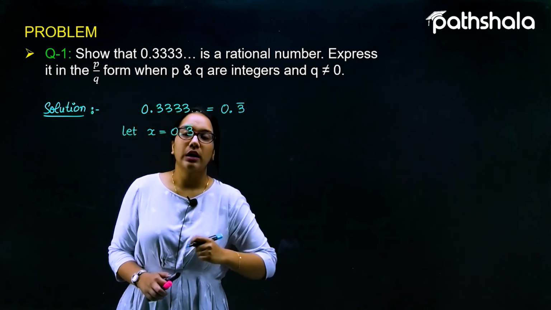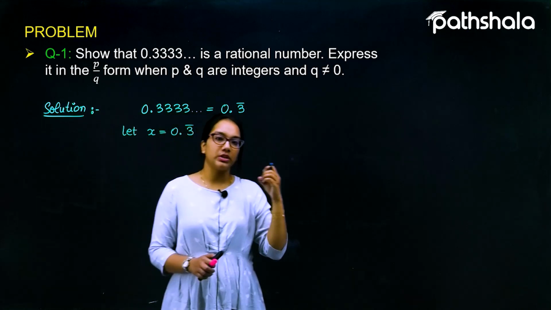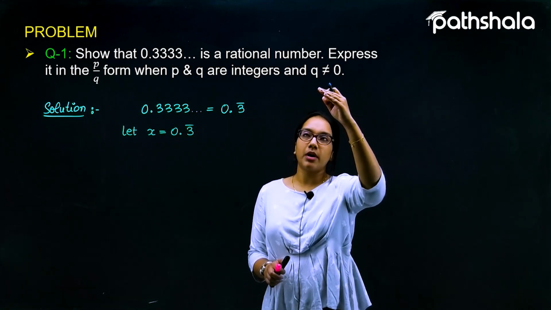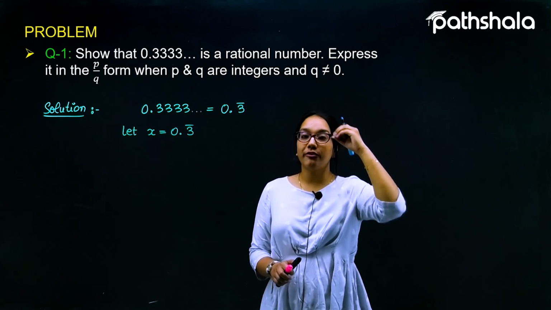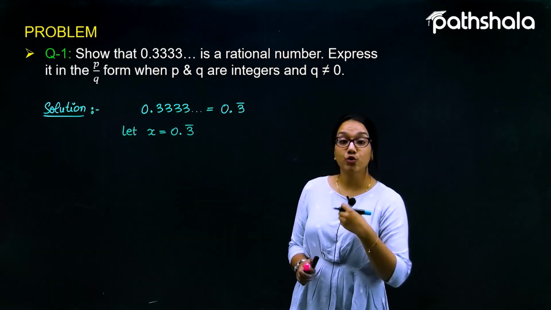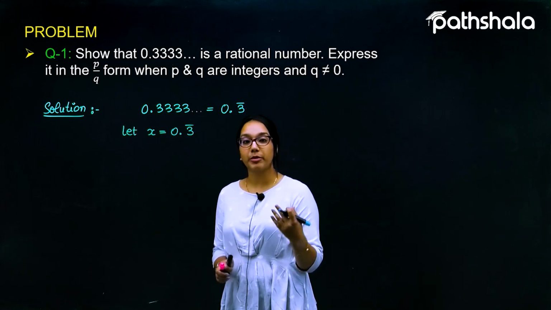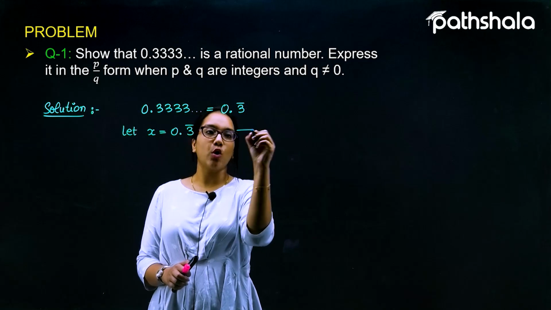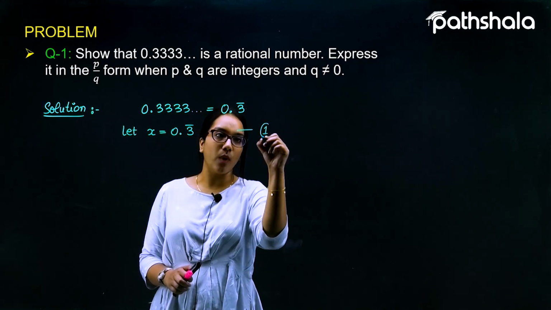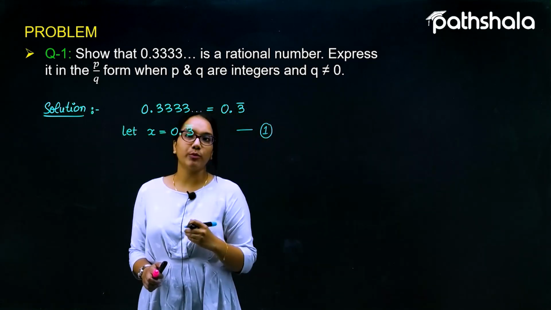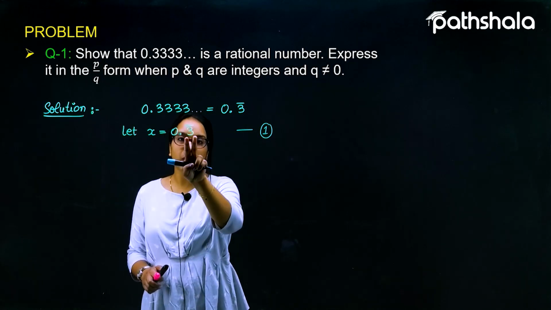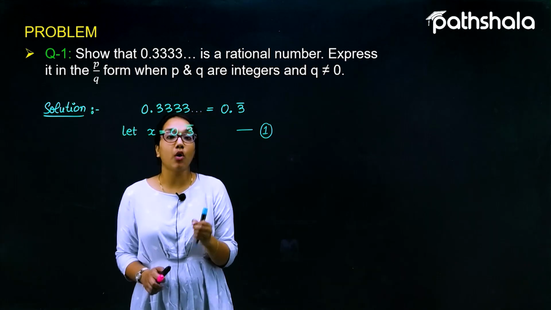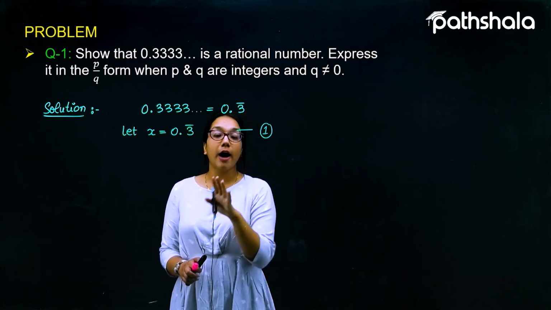Whenever we have this kind of question in which we have to represent a particular number as a rational number, the first step is to suppose that the number is a variable. So let x equal 0.3 bar. I'm calling this equation number 1. Now the next step is to count the number of decimal places after the point.